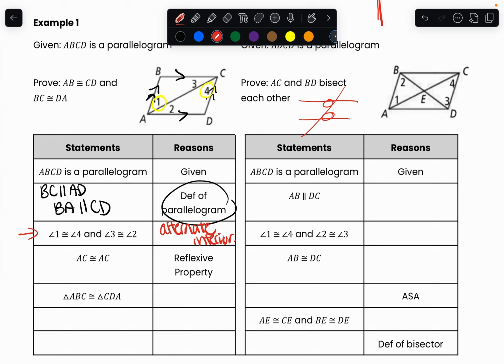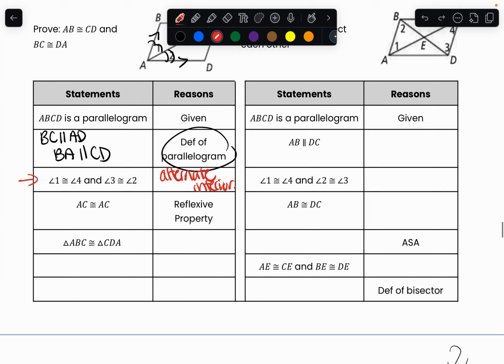Now, moving on. Let me go ahead and clear out everything first. Okay, so we know that they're congruent, so let me go ahead and mark it. I know this has the same angle measurement as this, and this has the same angle measurement as this. Now the next step, we say that AC is congruent to AC. This is the reflexive property, so we go with this.